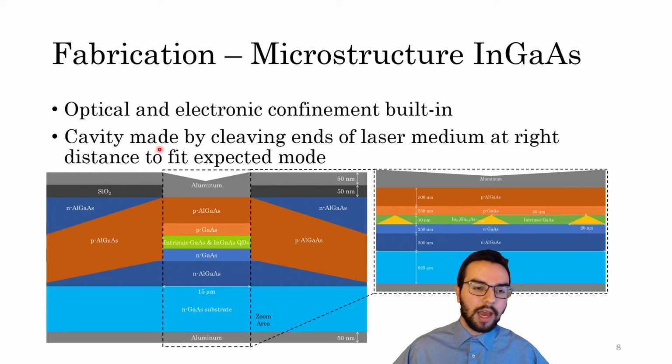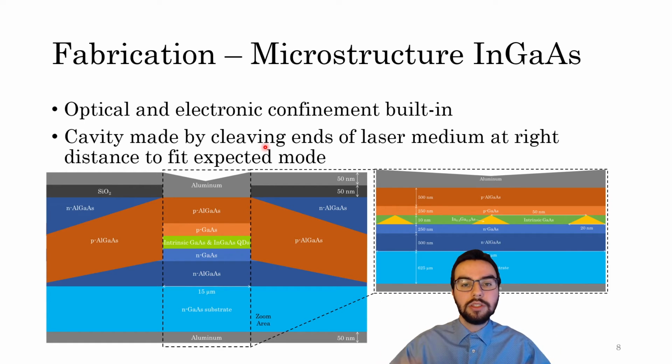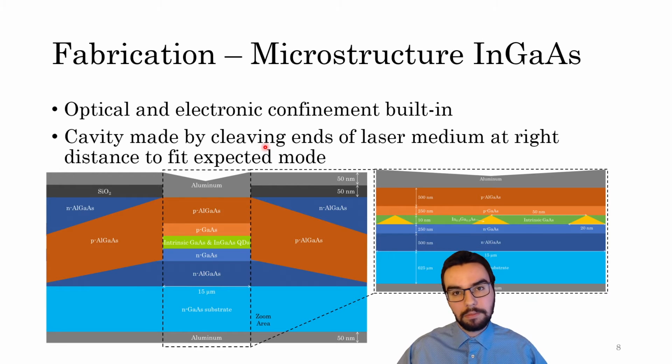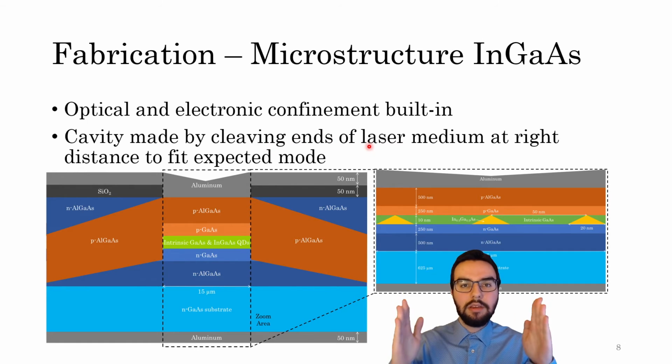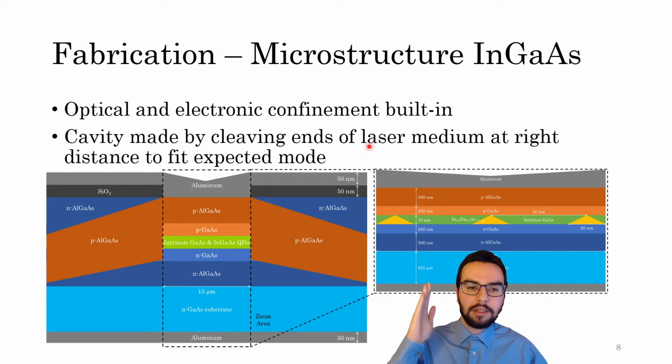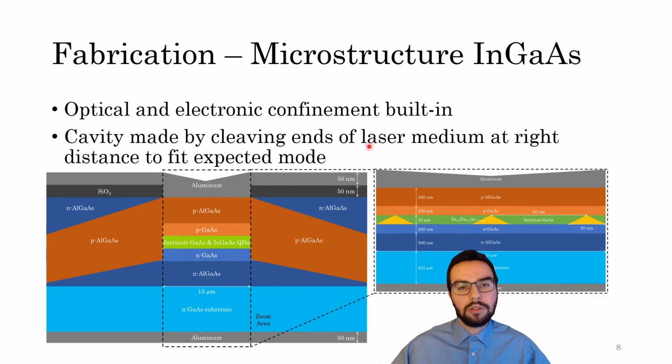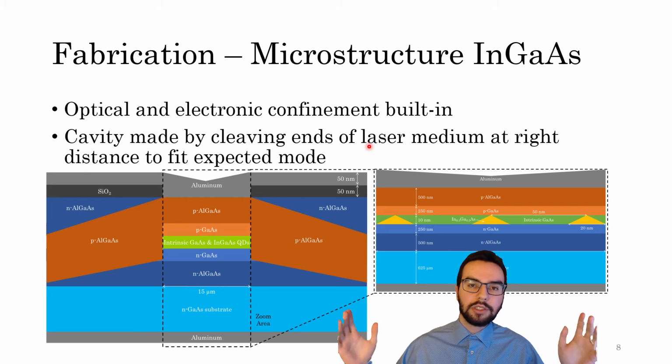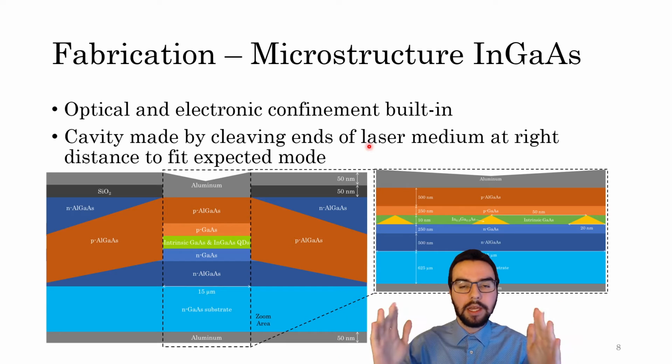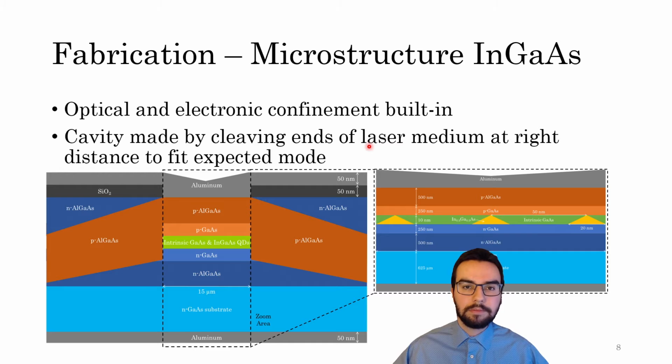Now the cavity is made with the cleaving of the edges to ensure the smoothest facets possible. This cleaving happens right at the distance for the expected mode, usually the 0th mode of light. After this, depositions of metal or dichroic films can be placed to allow light to bounce within the medium, making a cavity.